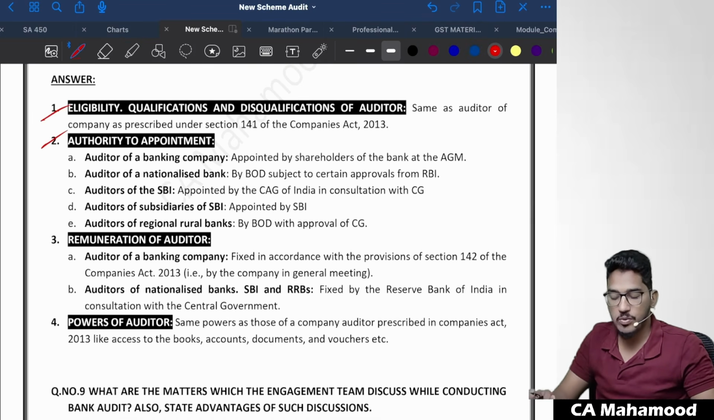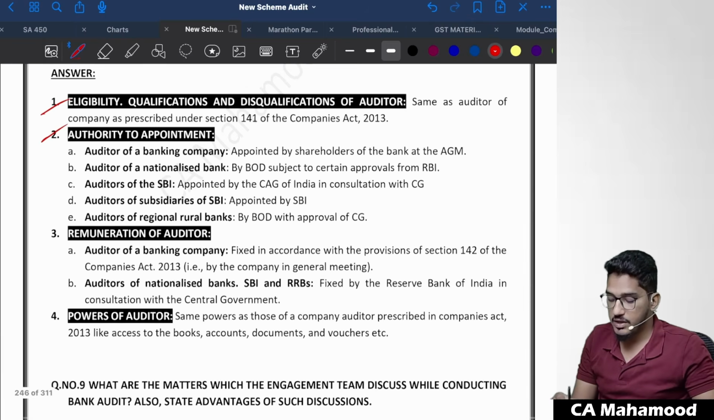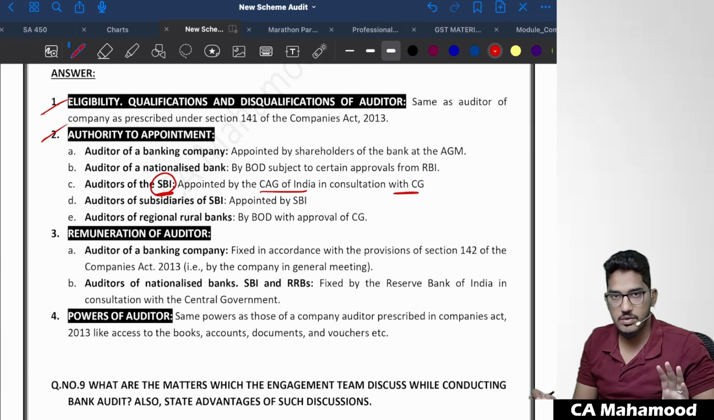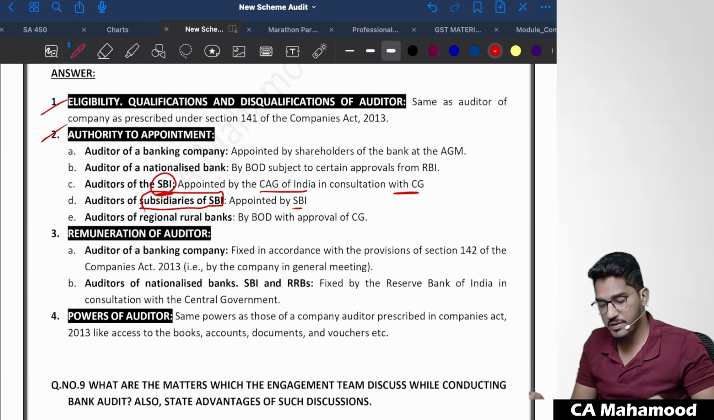Sir, now who will make an appointment of auditor? In case of SBI, the auditor will be appointed by C and AG of India after consultation with the central government. So if it is SBI, C and AG in consultation with central government. Whereas for subsidiaries of SBI, auditor will be appointed by SBI. For SBI, C and AG will appoint. For subsidiaries of SBI, SBI will appoint.